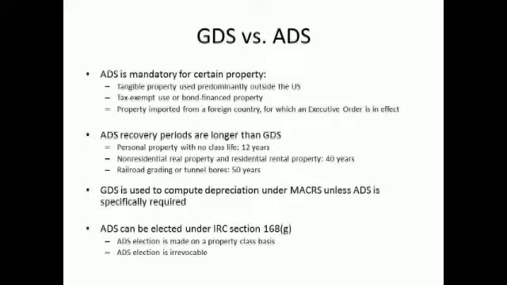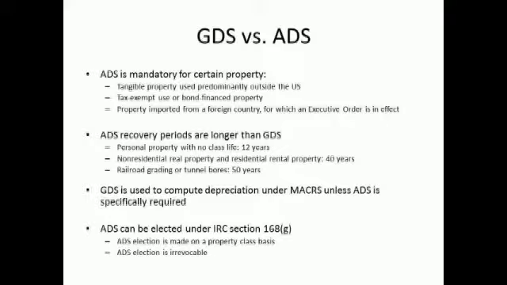There are really two depreciation systems under MACRS, the general depreciation system and the alternative depreciation system. So let's take a couple of minutes to talk about the differences between the two and when one is used over the other. The alternative depreciation system, or ADS, is mandatory for certain property.